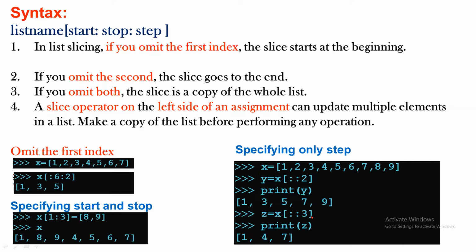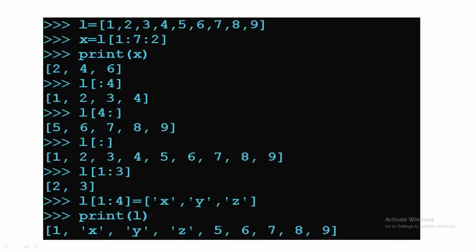Similarly, you can see another example here. Here the jump, that is the step parameter, is mentioned as 3. So 1, and then 1, 2, and 3, it prints 4, and then 1, 2, and 3, it prints 7. Okay. So next we have some more examples.